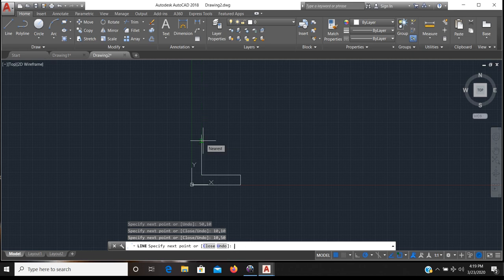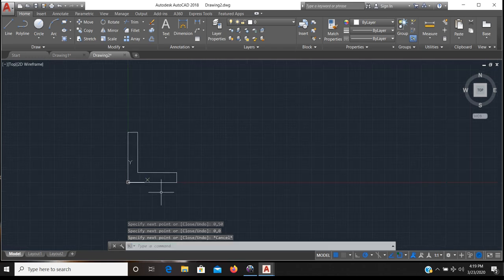Okay, then again this distance was 10, no, so that means x 10 means nothing but x 0, y distance 50, enter. Then again 0 to 0, origin: 0 comma 0, enter and escape. This one is for the absolute coordinate system.